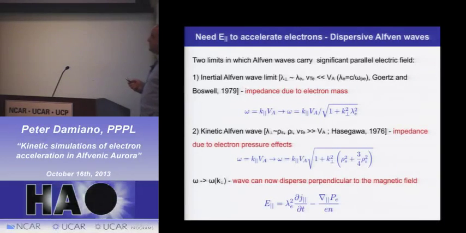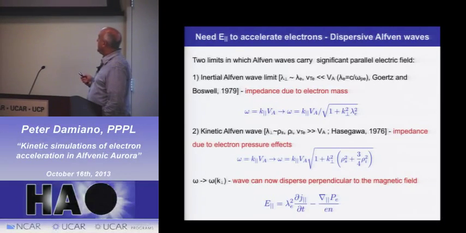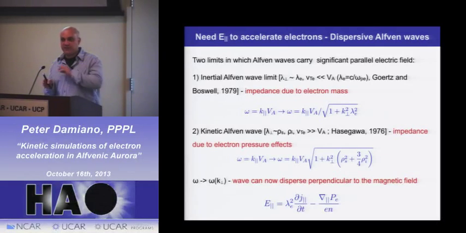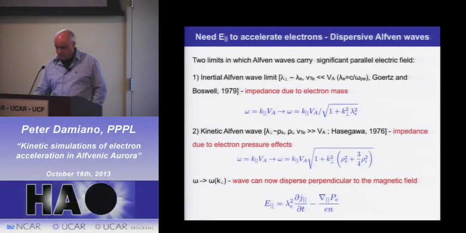Now, these waves are called dispersive because you introduce the perpendicular wave number into the dispersion relation, and so they can actually disperse energy across field lines, whereas in the traditional Alfvén wave limit, your energy is only confined to move along the field line. These waves can also be described using the generalized Ohm's law, where in E parallel, the first term here is the electron inertial term, and the second term here gives you the kinetic Alfvén wave.